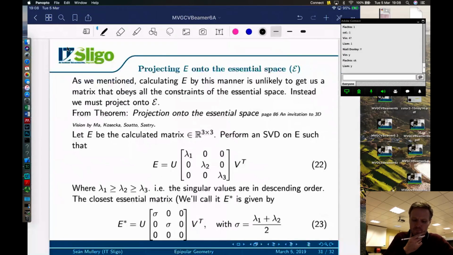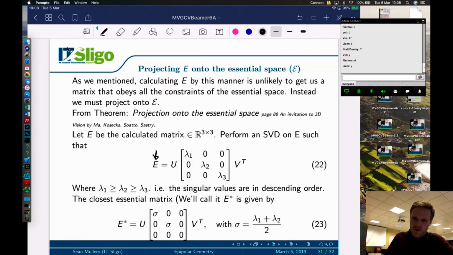So as we mentioned, calculating E in this manner is unlikely to get us a matrix that obeys all the constraints of the essential space. Instead, we must project onto it. So when we get our E, we're also going to do a singular value decomposition. This is where I was getting confused with the last slide. So we're going to do a singular value decomposition of E now.